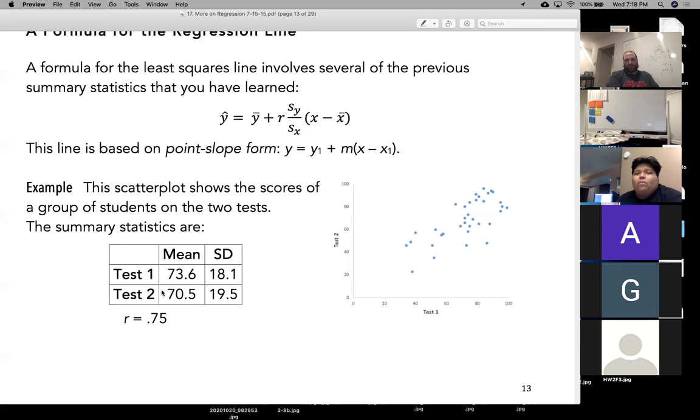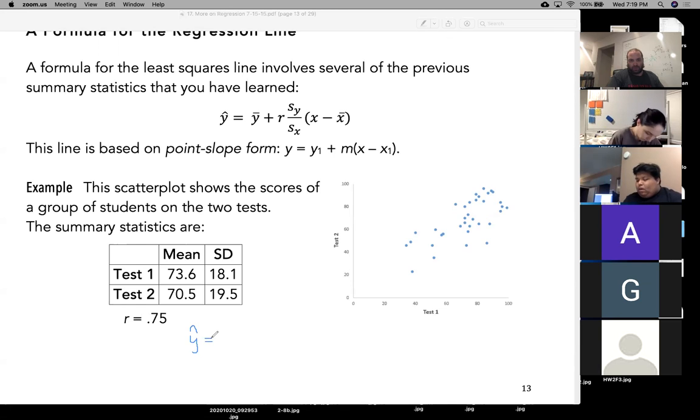Let's do this example here. We have a scatter plot that shows the scores of a group of students on 2 tests. I would like us to come up with the best fit line. Y hat equals. What's the first thing we write? The mean of test 2, because that's the y value. Good, which is what? 70.5. They gave us that.